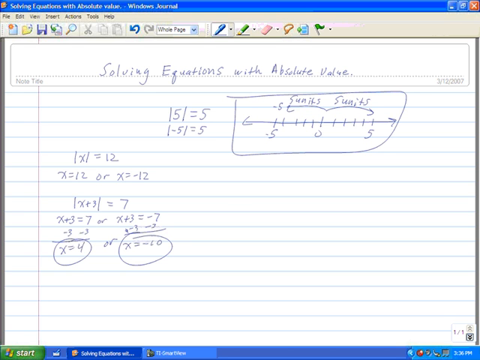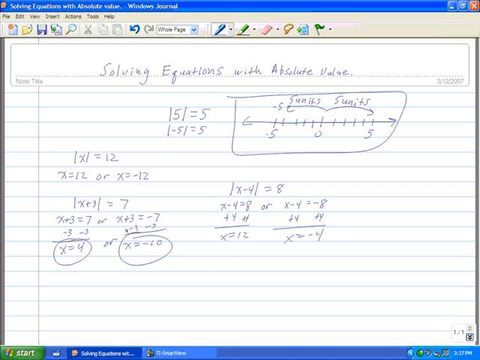Alright, so trying this again, if we had the absolute value of x minus 4 equaling 8, remember that means x minus 4 could be 8, or perhaps x minus 4 could have been negative 8. Again, the one absolute value equation becomes two linears. I add 4 to both sides to get x equals 12. Add 4 to both sides on this one to get x equals negative 4. Alright, now let's try that one more time.